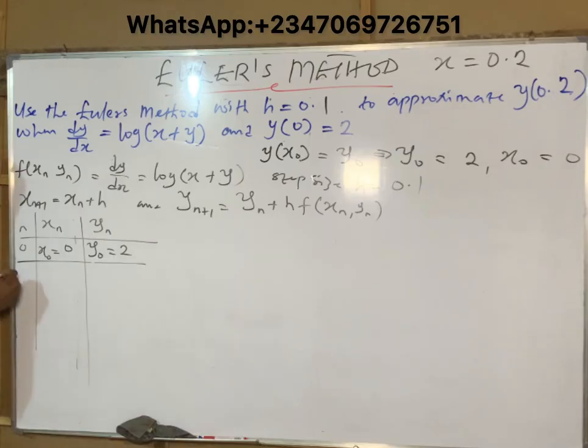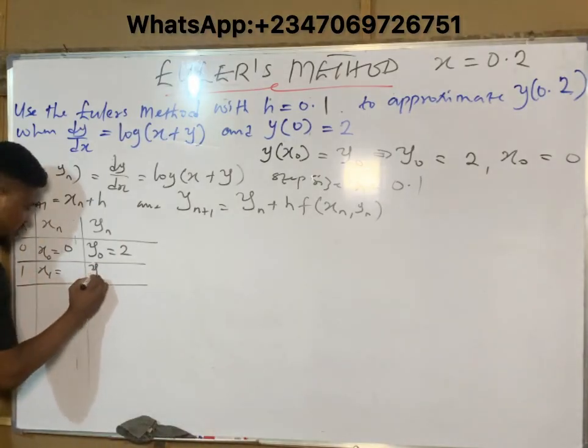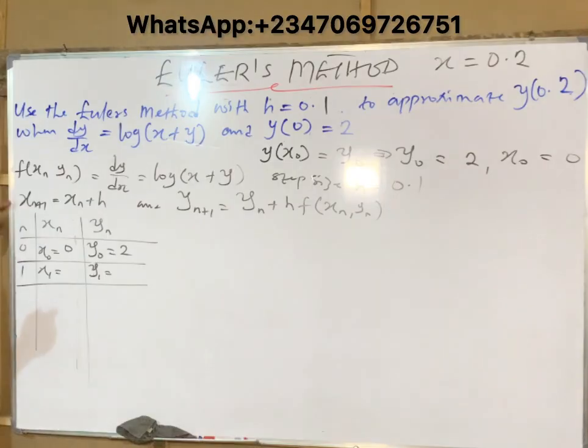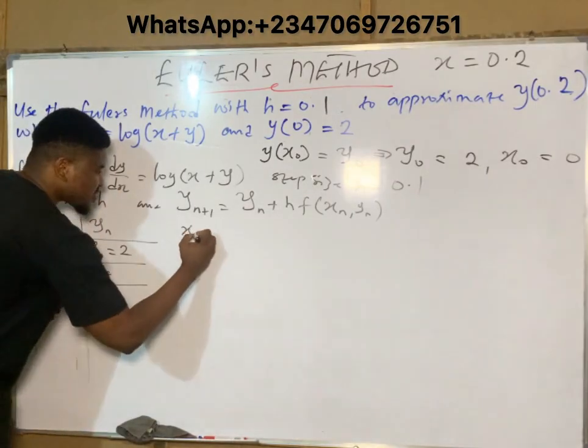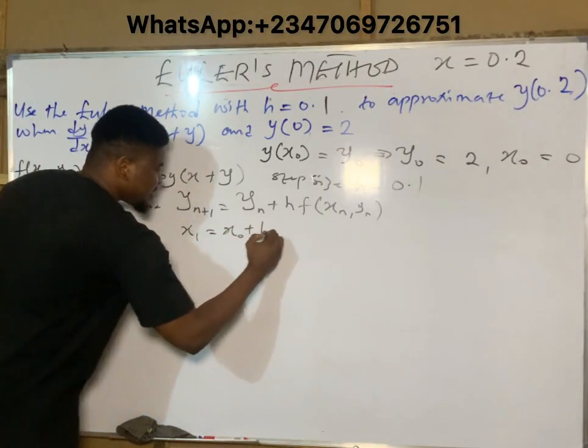Now, our next task is to find x1, that is when n is equal to 1, and also y1. So we employ this equation, xn plus 1. To get x1, we start from the previous value of x. When n is 0, xn plus 1 becomes x0 plus 1, which gives us our first value of x. So x1 equals xn, which is x0, plus the step size h.